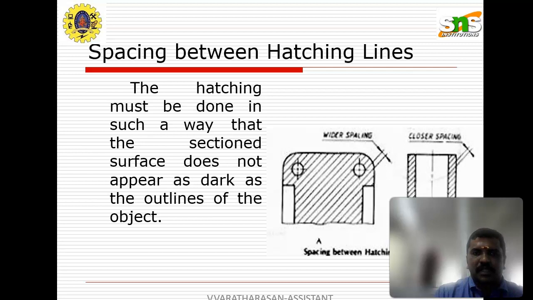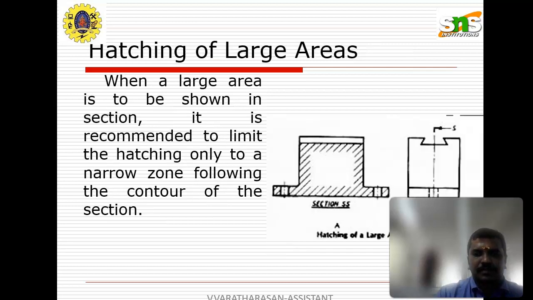So for the spacing between the hatching lines, the hatching must be done in such a way that the sectioned surfaces do not appear as the outline of the object. The sectional surfaces should not appear as dark as the outlines of the object. When compared to the outline of the object, the section line thickness will be somewhat lesser, very thin.